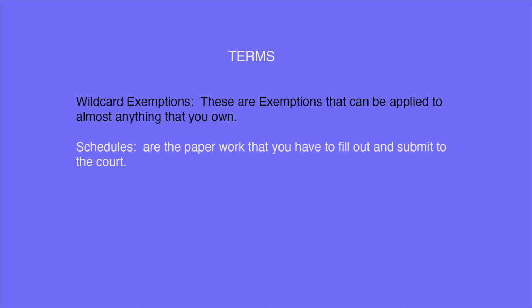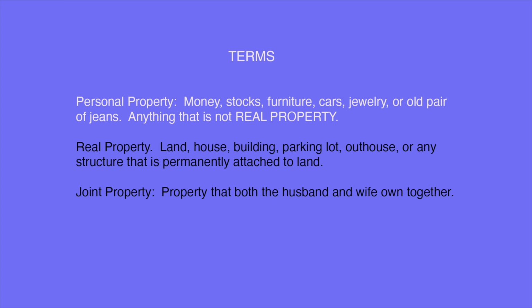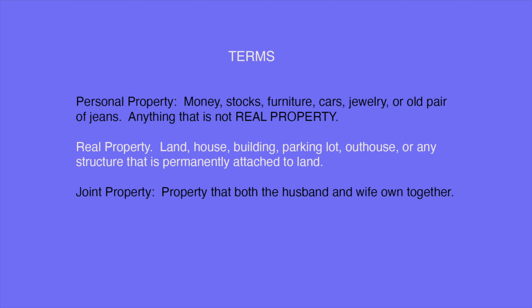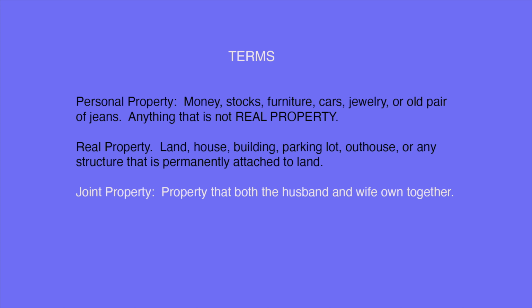Schedules are the paperwork that you have to fill out and submit to the court. Personal property are money, stocks, furniture, cars, jewelry, or an old pair of jeans, anything that is not real property. Real property are land, houses, buildings, parking lots, outhouses, or any structure that is permanently attached to land. Joint property is property that both the husband and wife own together.